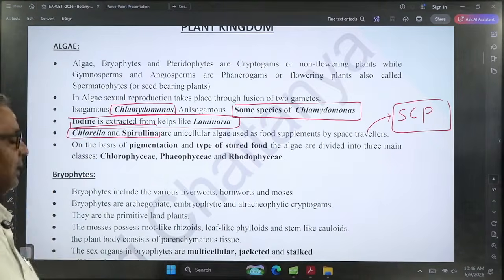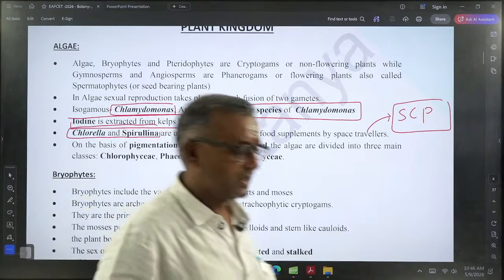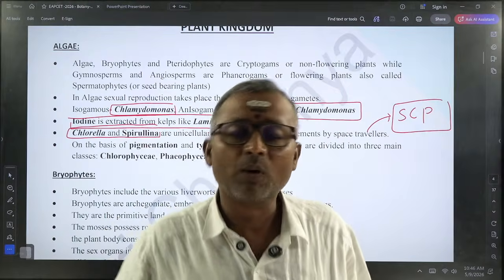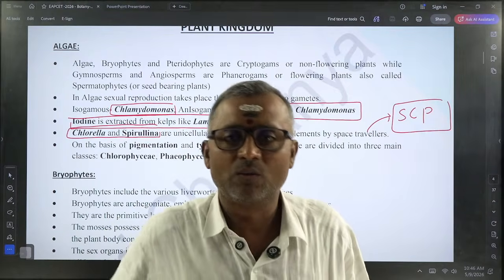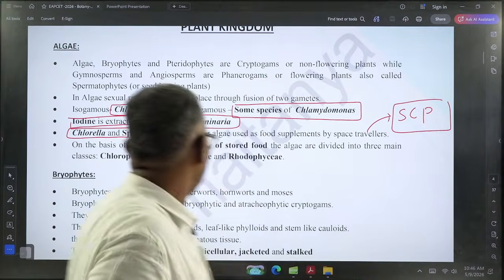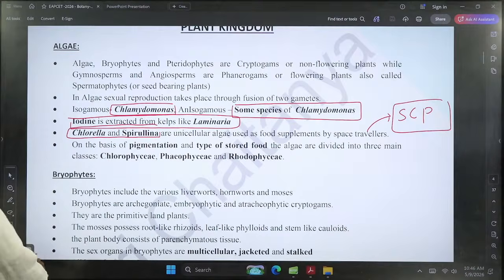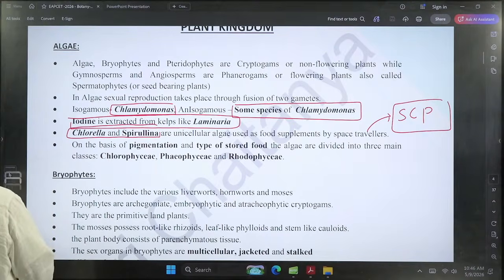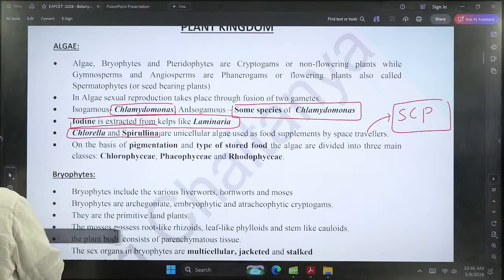And according to this state book, of course, this information is also there in our NCERT book, algae is classified into 3 different classes on the basis of pigmentation and type of reserve food material. So this you have to remember. Understood? This is very, very important.